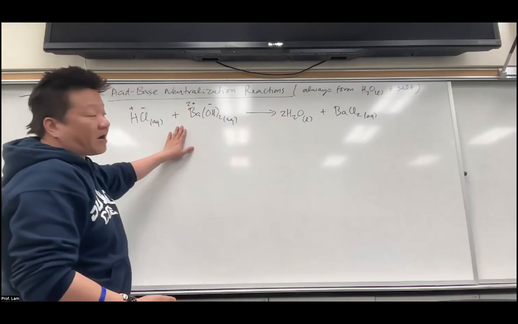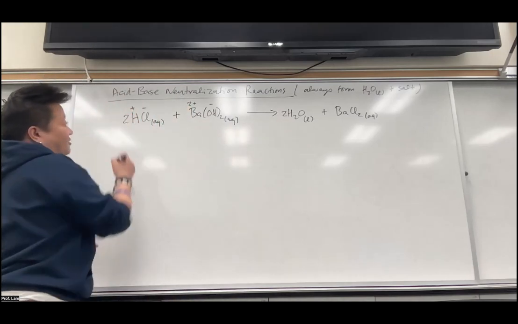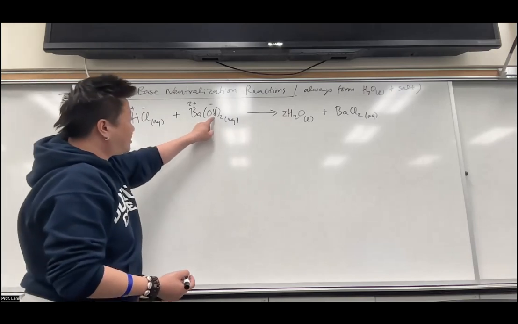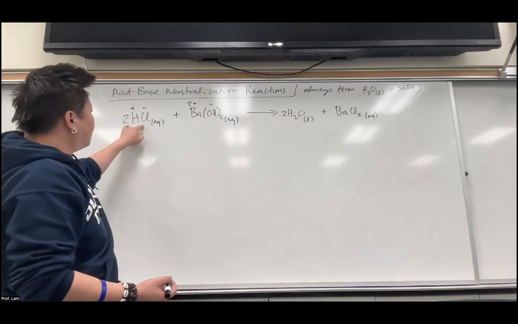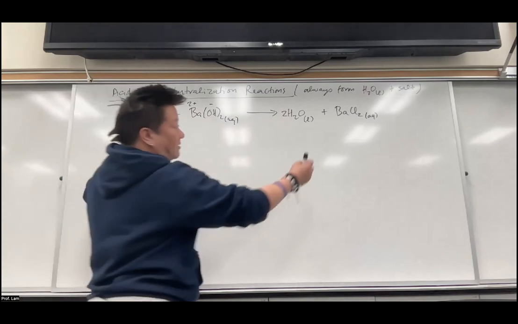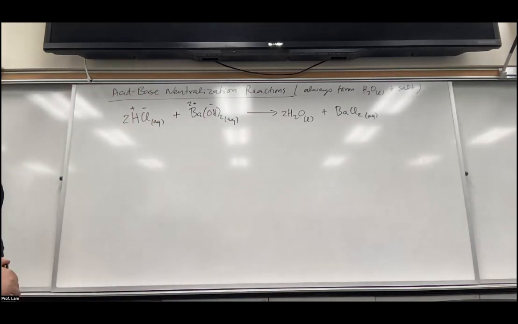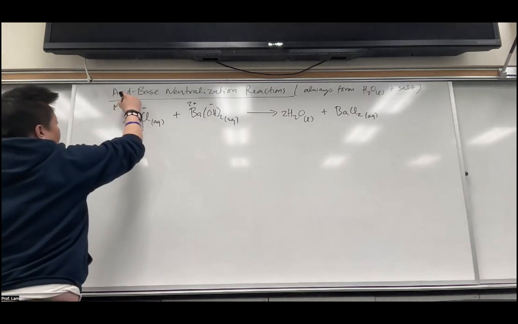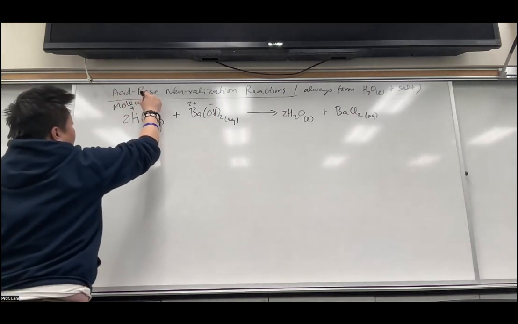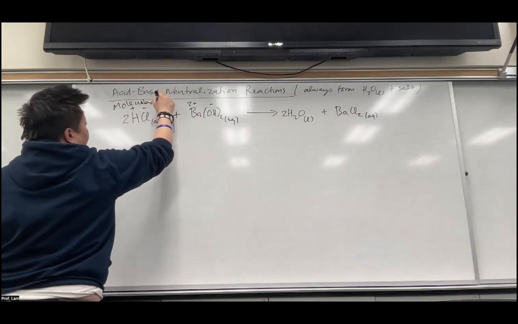So how do I get 4 hydrogens on the left side? Well, let's just put a 2 there. So I get 2 hydrogens here and 2 hydrogens there. And now also balance my chlorides, right? 2 chlorides on each side. Okay, all right. So this we call the molecular equation.